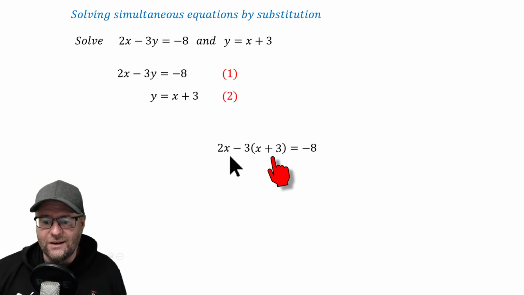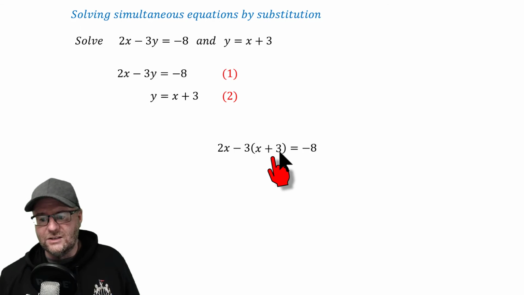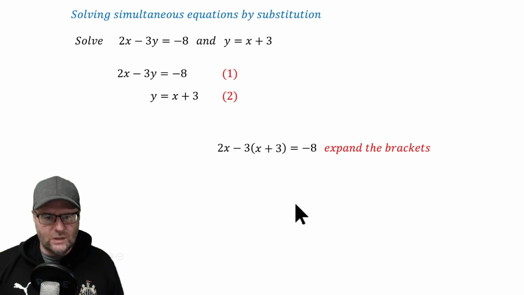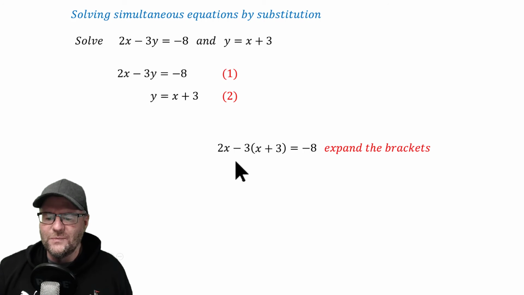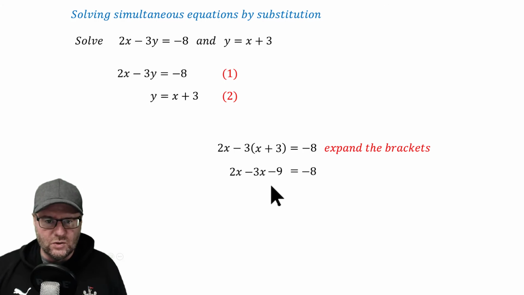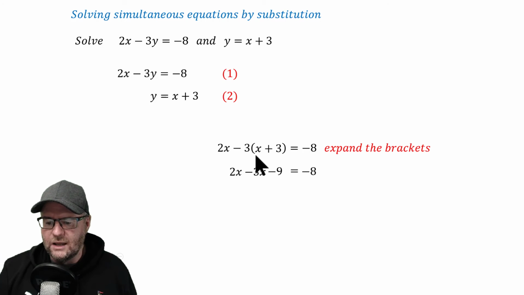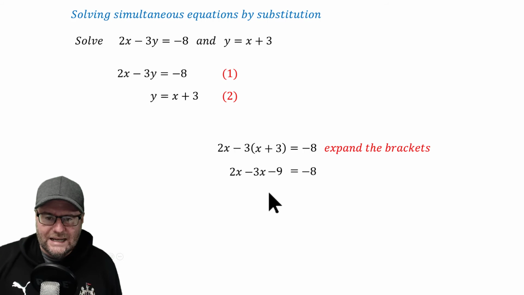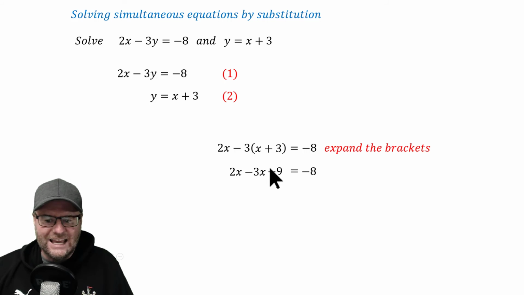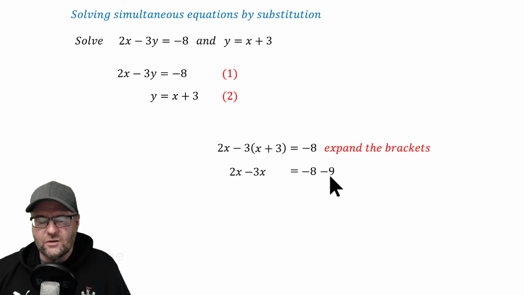Great, there's only one unknown here, and this is what I'm trying to get to so that I can now solve for x. But there's some brackets in there, so I need to expand the brackets before I solve. So let's do that. Negative 3 times x will give me negative 3x. Negative 3 times positive 3 will give me negative 9. So when I do the expansion, my equation now looks like this. Now it's just tidying up. I want the letters on one side, the numbers on the other. So this negative 9's got to go. When I drag it across to the other side, it becomes its opposite, plus 9.